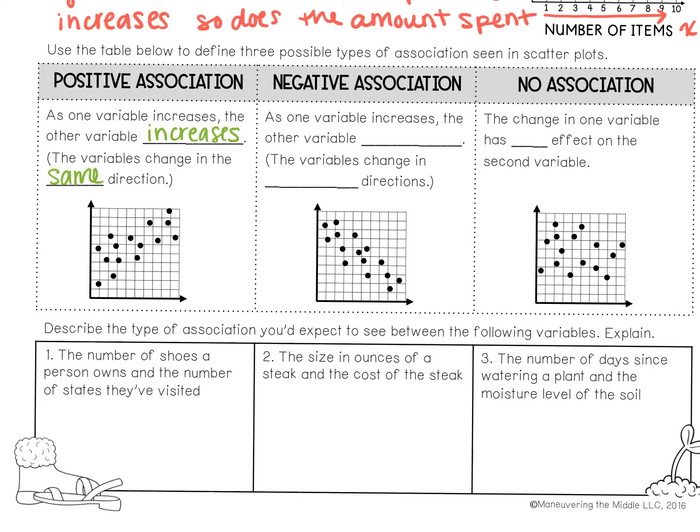A negative association happens as one variable increases, the other variable decreases, or they change in opposite directions. So you can see here, as X increases, Y is actually decreasing or going down. This is a negative association. You can also think about this in terms of slope. So if I drew a line through the middle of this data, that line would have a positive slope. If I drew a line through the middle of this data, that line would have a negative slope.